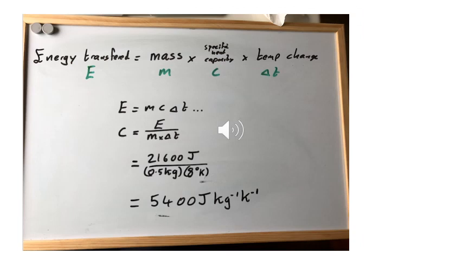So starting off, the energy transferred is the mass times the specific heat capacity of whatever material you're talking about times the temperature change that it brought about. So E = m × c × Δt. Rearrange that in terms of c because that's what we're trying to find out, the heat capacity. So that's the total energy transferred divided by the mass, and also divided by the temperature change. So 21,600 joules is given to us in the question, divided by a mass of 500 grams, which is 0.5 kilos, and a temperature difference of 8 degrees gives us 5,400 joules per kilogram per Kelvin.